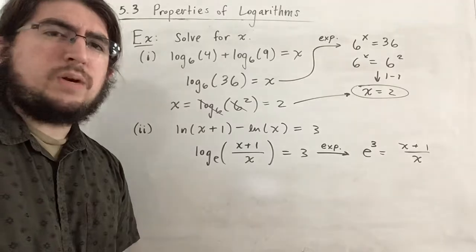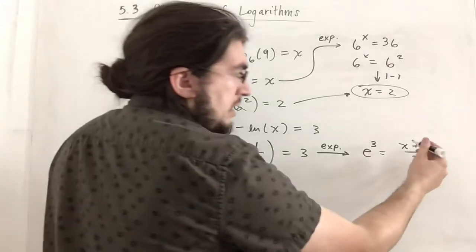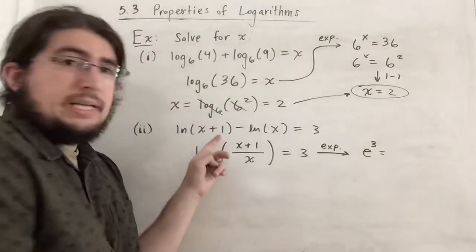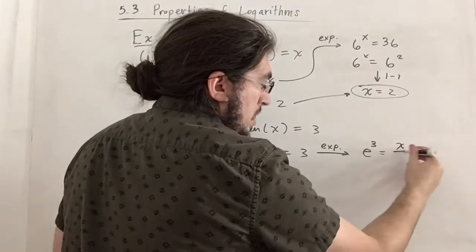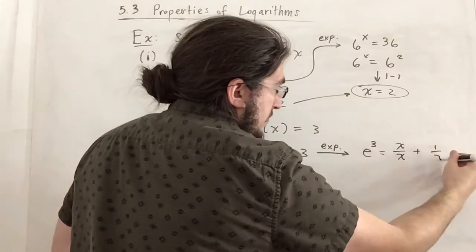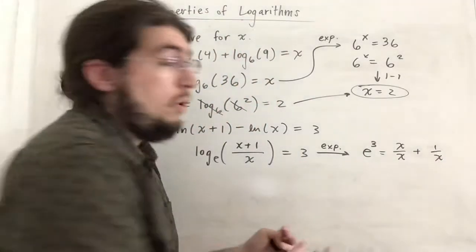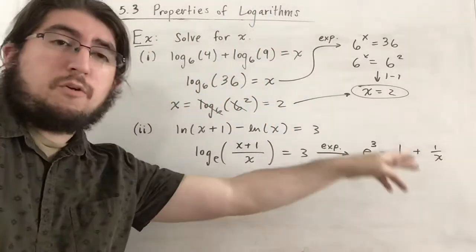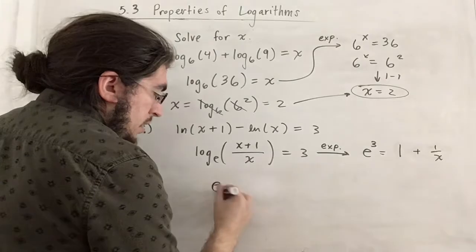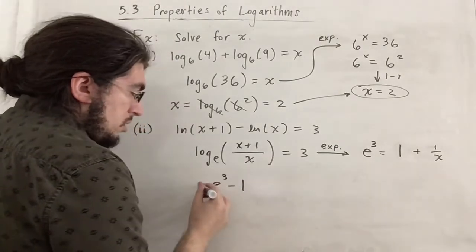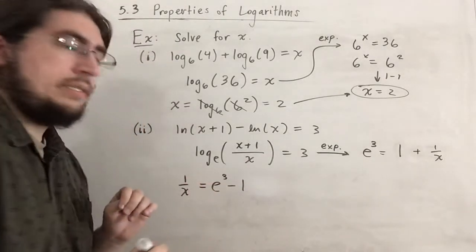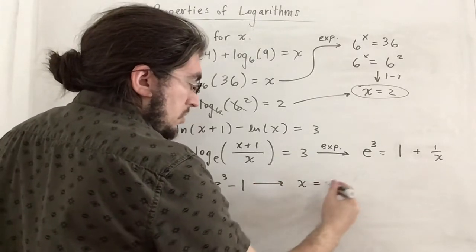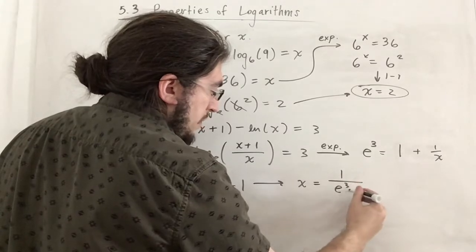There's a nicer way of doing it though. We can actually split this up. Instead of writing x plus 1 over x, we can write it as x over x plus 1 over x. But what's x over x? x over x is just 1. So this is 1 plus 1 over x. So now to get 1 over x by itself, just subtract 1. So we'll get e to the 3 minus 1 is equal to 1 over x. And then reciprocate both sides to get x. So we'll get x is equal to 1 over e to the 3 minus 1.